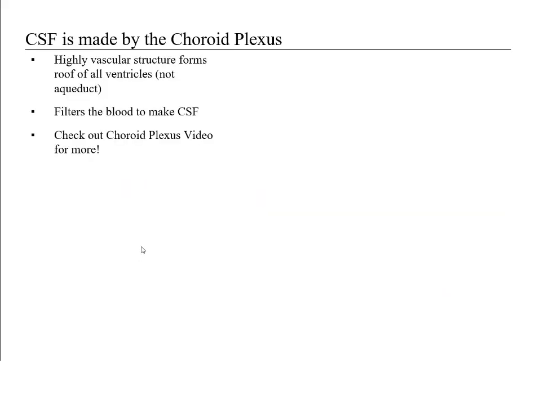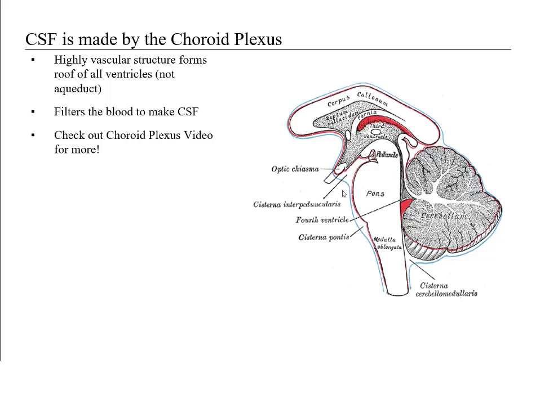So CSF is made by the choroid plexus. This is a highly vascular structure that forms the roof of all the ventricles. We'll talk about the ventricles in just a minute in more detail, but you can see here in blue is the arachnoid. See how it's not going in deep into the crevices. In red is the pia, which is intimately associated. And then lining the ventricles are ependymal cells, which are glial cells. And when the pia comes in contact with the ependymal cells and with capillaries, it forms this choroid plexus structure that acts like a sieve, sifting the blood plasma to create the CSF. So it filters the blood to make CSF. It pulls out the water, it pulls out ions, and we have a whole choroid plexus video that you can check out for more details about this, including the tight junctions, the properties, and exactly how CSF is formed.